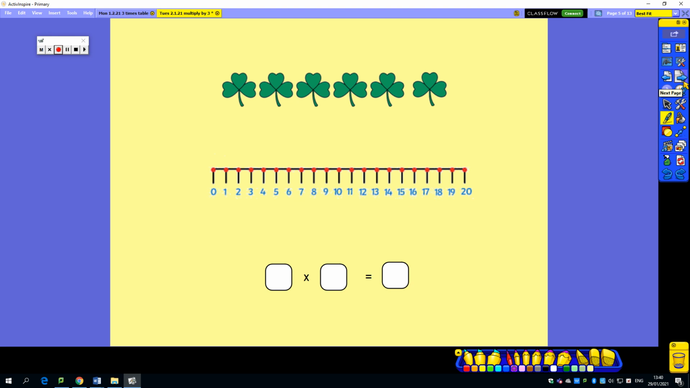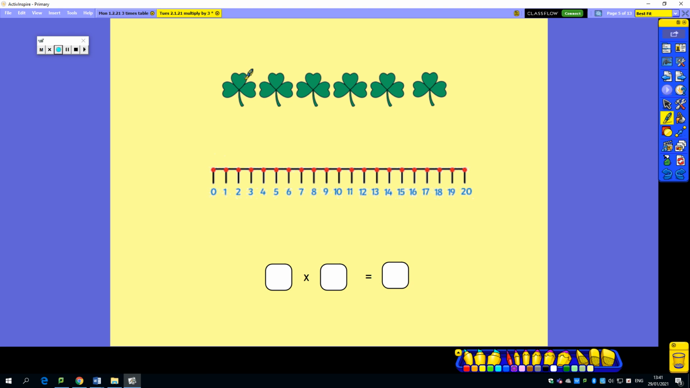Okay, let's try another one. I'll tell you what, pause me now, and then try all of this one yourself. So look at the groups of 3 on the clover leaves. What would it look like on a number line, and how would you write it as a number sentence? Pause me and have a go.